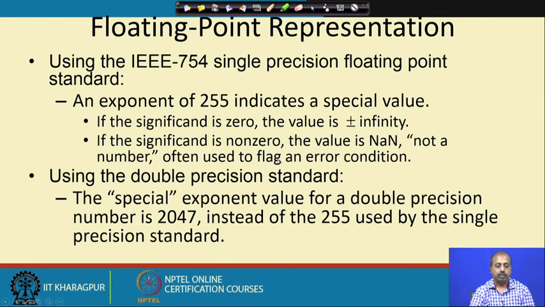In the double precision format also, the special exponent value for a double precision number is 2047. So, instead of 255 it is 2047, otherwise it is the same. If you are getting exponent 2047, then this has got a special meaning. If the significant is 0, then it is plus or minus infinity depending upon the sign bit, and if the significant is non-zero, then it is not a number. So, this way the IEEE standard has kept special provision for representing infinity and not a number type of flags.